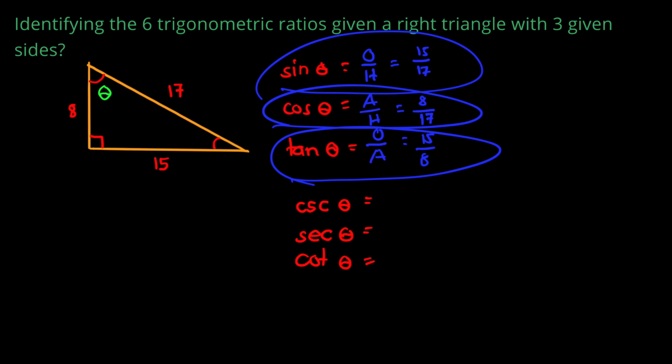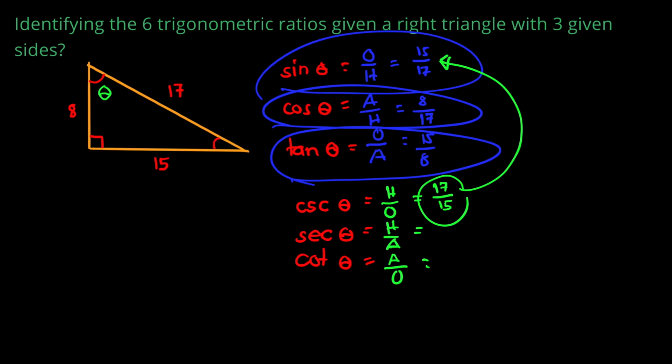Now let us find the 3 reciprocal trigonometric functions: cosecant of angle theta, secant of angle theta, and cotangent of angle theta. So cosecant is the reciprocal of sine, so that should give you hypotenuse over opposite. Secant is hypotenuse over adjacent, and cotangent adjacent over the opposite. So based on our figure, hypotenuse will be 17, and opposite of angle theta is 15, so 17 over 15, which is just a flipped value of your sine.